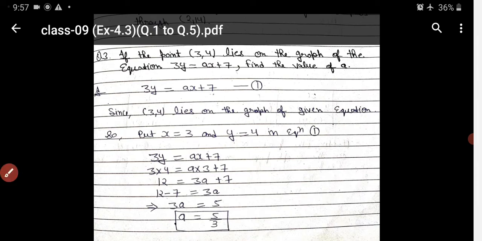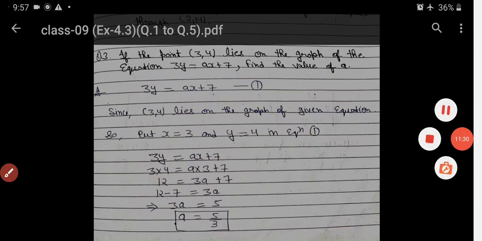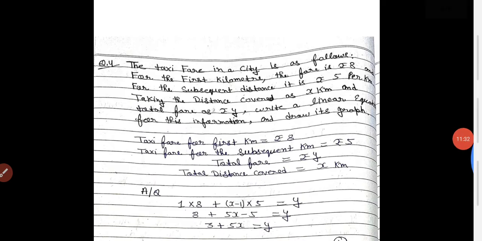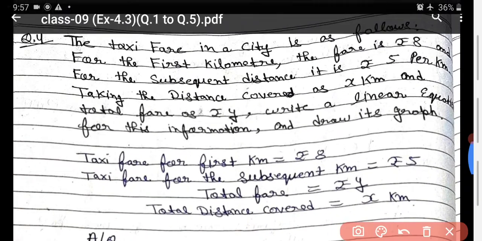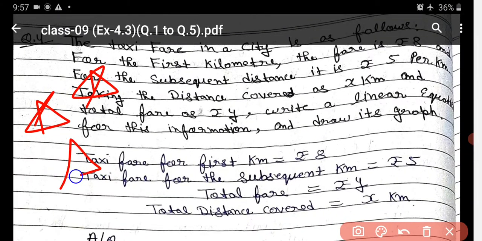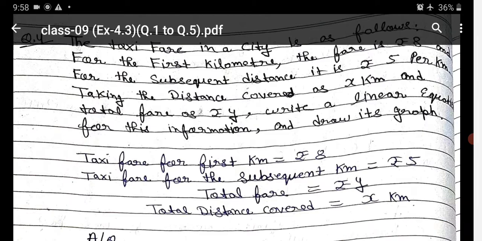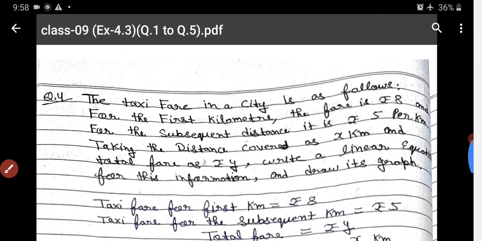If you have any doubt up to this, you can ask. Now come to the fourth question. According to my knowledge, this question is very important. I am giving it 4 stars. Many times this question is asked in the class 9th examination of different schools. First I am going to explain the question, then we will come to the explanation.